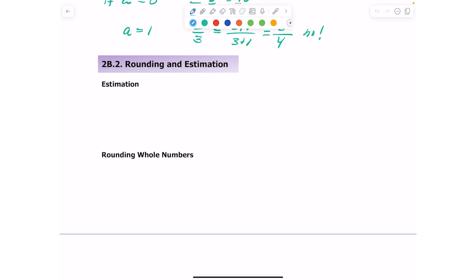Welcome back. In this lesson, we're going to look at rounding and estimation. So what's the difference between estimation and rounding? Well, rounding is actually a type of estimation. Estimation is just a process of arriving at an approximate answer to a question.